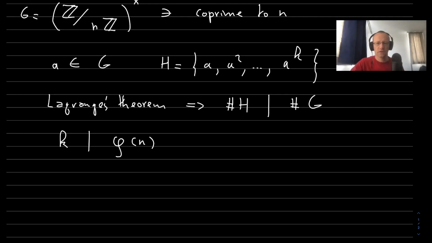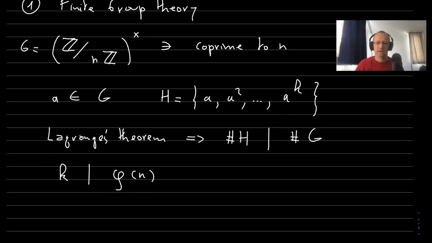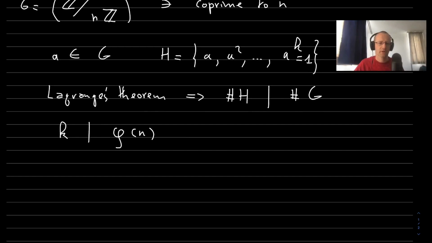Therefore, since this sequence ends when a to the k is 1, we have that a to the phi n modulo n is a to the k times some integer m, which is equal to 1 to the power m, because a to the k is 1, which therefore equals 1, which is what we wanted to prove.